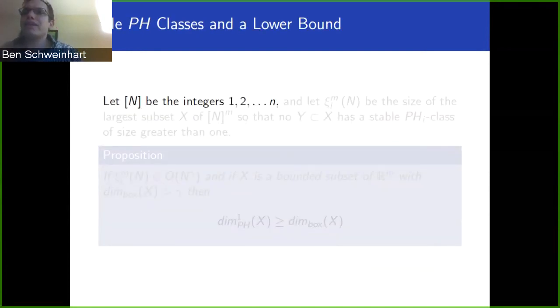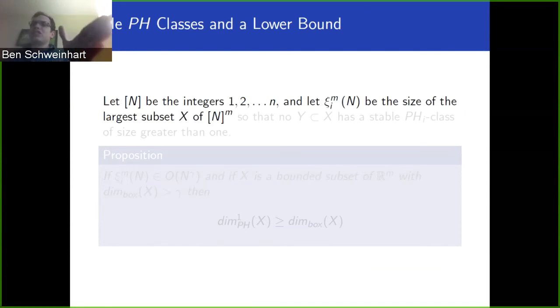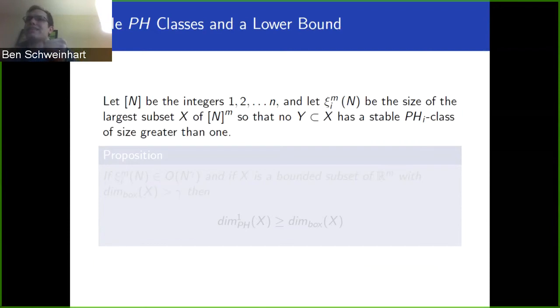So then here's the idea. If we look at bracket n, so this is the integers 1 to n, and then we look at bracket n to the m, this is a big cube living inside our integer lattice. We want psi_i^m(n) to be the largest subset of this big cube in the integer lattice such that no subset of it has a stable persistent homology class of size greater than some fixed constant. Here we're just going to choose 1. So just to reiterate, psi_i^m(N) is the size of the largest subset of this cube in the integer lattice with linear dimension big N, so that no subset of it has a stable pH_i class of size greater than 1.